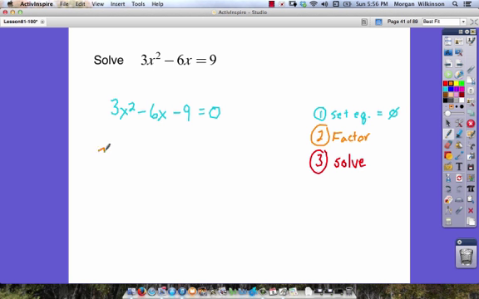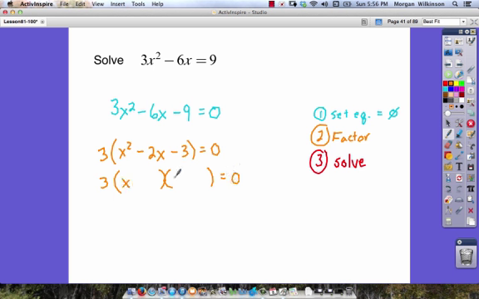Well, the only thing they have in common is a 3. So we're going to factor out a 3, and we're going to get 3 times x squared minus 2x minus 3, because 3 times 2 is 6x and 3 times 3 is 9. And the whole thing will equal 0. Now we're going to continue with step 2. It's a two-step process here because we have to factor our trinomial. So we're going to get 3, and we're going to break that down into two binomials. It's going to equal 0.